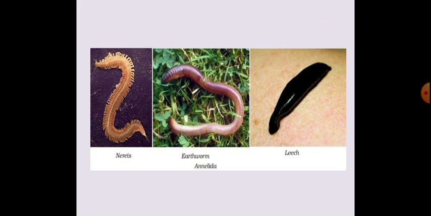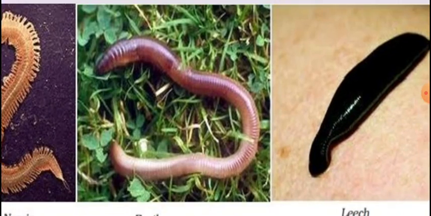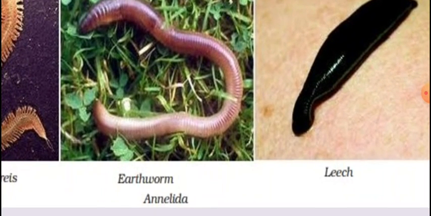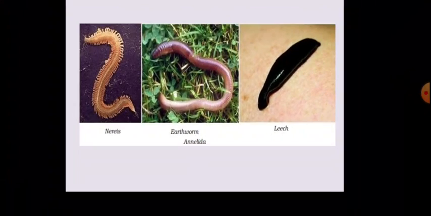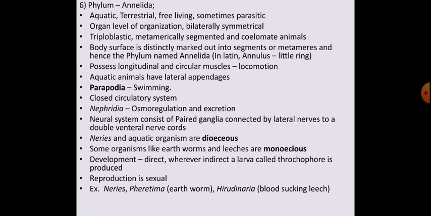They exhibit metamerism. See here, look at the earthworm, their body is divided, segmented. You can see the segments here. Can you see the segments here? This one, segments. You can see cuts, no? So their complete body is divided into small segments. Here also you can see the segments. Okay, so they exhibit metamerism.